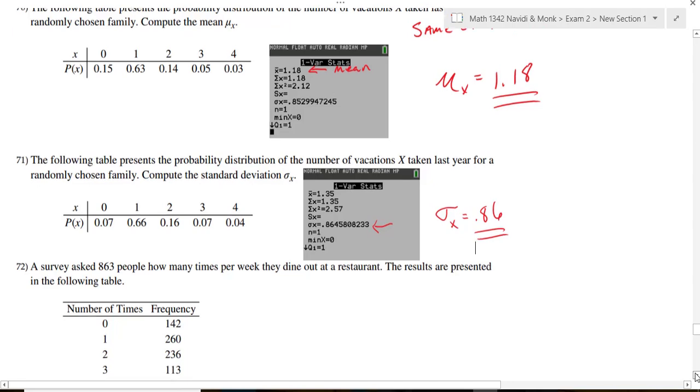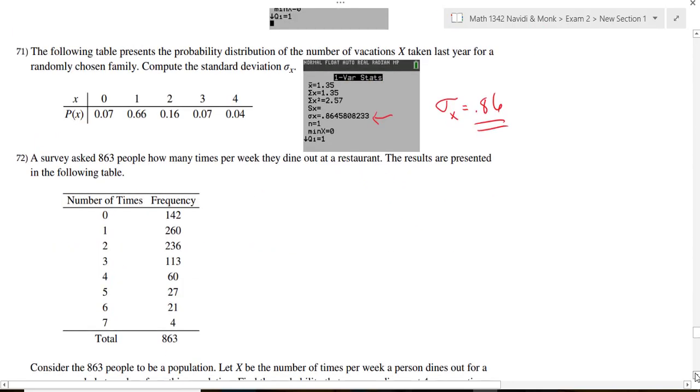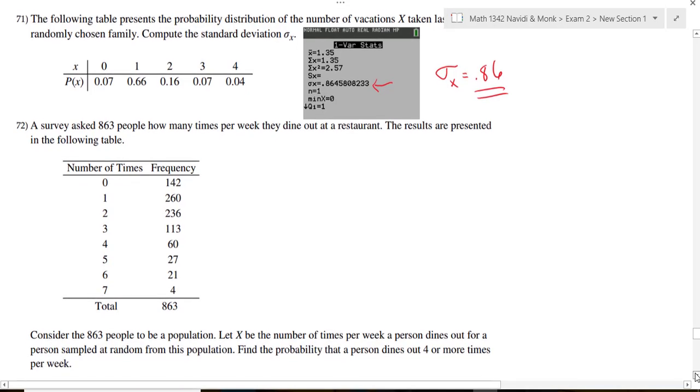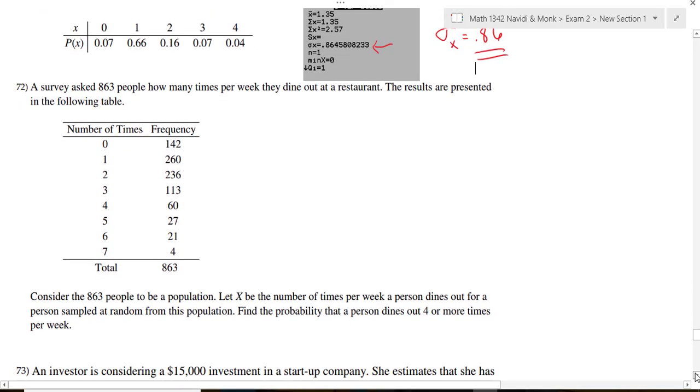Number 72. A survey asked 863 people how many times per week they dine out at a restaurant. The results are presented in the following table. Consider the 863 people to be a population. Let x be the number of times per week a person dines out for a person sampled at random from this population. Find the probability that a person dines out 4 or more times per week. I've got my x's here just fine, but I don't have p of x. I have a count of frequency. I need to find p of x.